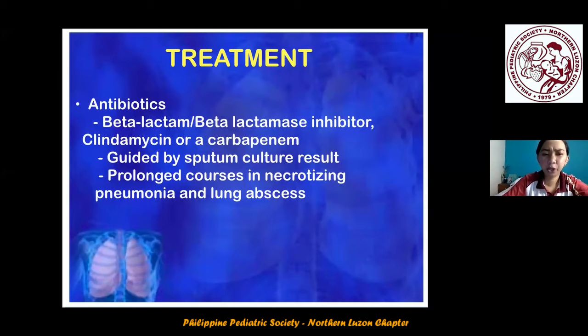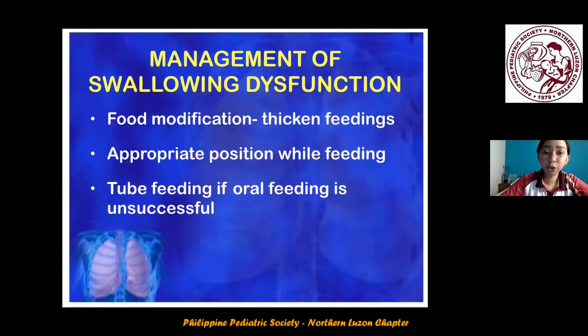For aspiration pneumonia, a course of 1 to 2 weeks is usually adequate, while longer courses are required for necrotizing pneumonia. In necrotizing pneumonia or in lung abscesses, the duration of antibiotic treatment is much longer. We have 2 to 3 weeks of IV antibiotics, followed by 4 to 8 weeks of oral antibiotics. So it's that long. Treatment should be directed towards the causes discussed earlier.